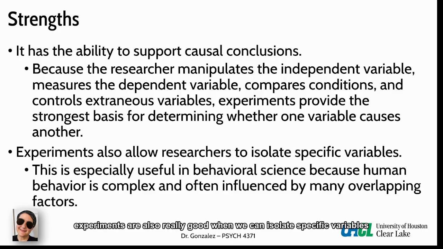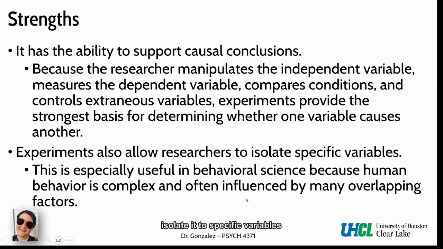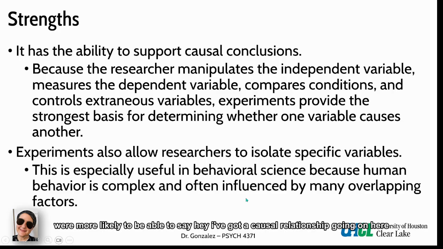Experiments are also really good when we can isolate specific variables. And I just told you an example of that in the rats and mice in a water maze. There's not really an equitable human comparison to that. So it's useful in behavioral science. Behavior is complex, and when we can isolate it to specific variables, we're more likely to be able to say, hey, I've got a causal relationship going on here.